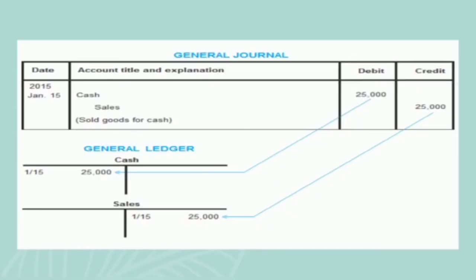The debit part of the above journal entry is the cash account and the credit part is the sales account. So the amount of the journal entry, $25,000, is posted on the debit side of the cash account and the credit side of the sales account. All journal entries are similarly posted to accounts in the general ledger.